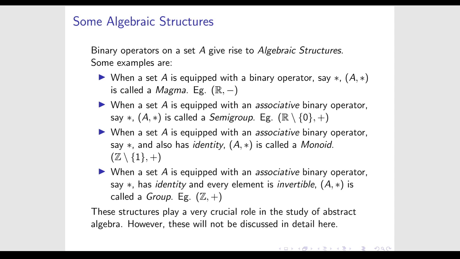When a set A is equipped with an associative binary operator, has an identity, and every element is invertible, (A, star) is called a group. Example: (Zn, plus). Now these structures play a very crucial role in the study of abstract algebra and higher mathematics. However, this will not be discussed here in detail.